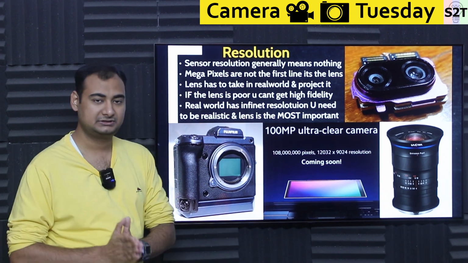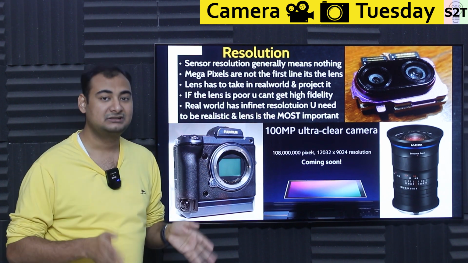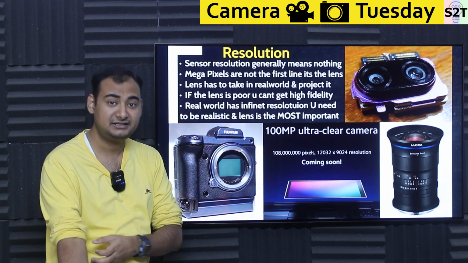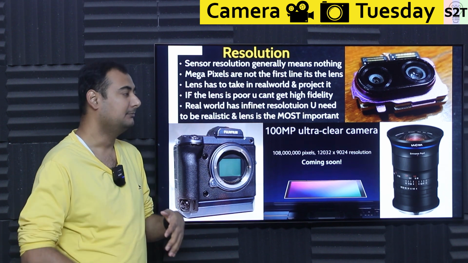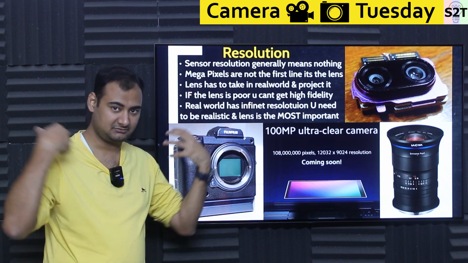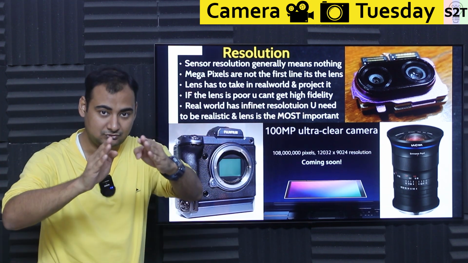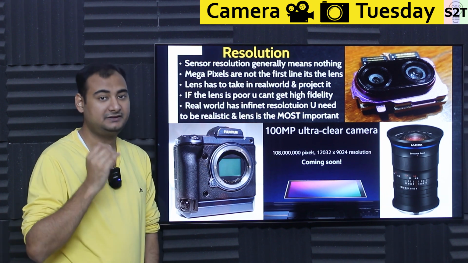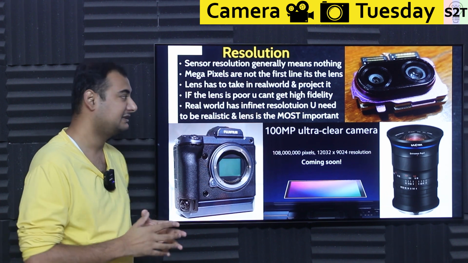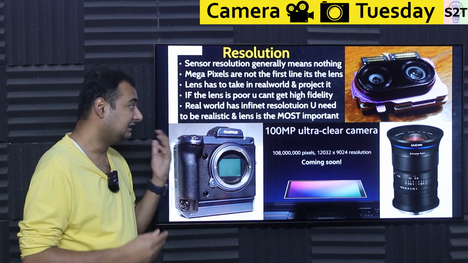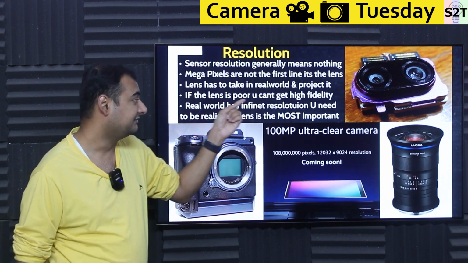So that is the whole thing you have to understand. Megapixel are not the first thing, they are the last in the line. First in the line is the lens. If the lens is not projecting properly, megapixel is just fluff at that point in time. This whole scene has to go through my lens first, then it goes to a sensor. That is a very, very critical aspect. The lens has to be the first line of defense, so to say. And if the lens is poor, you will not get what we classify as high fidelity.